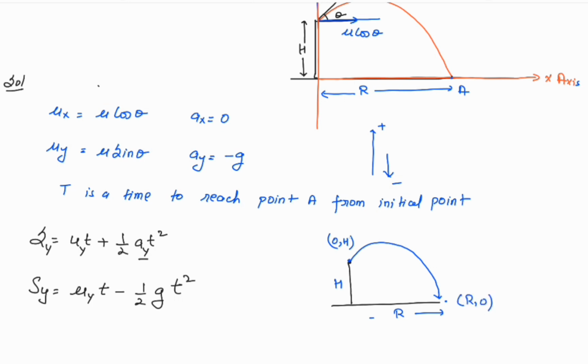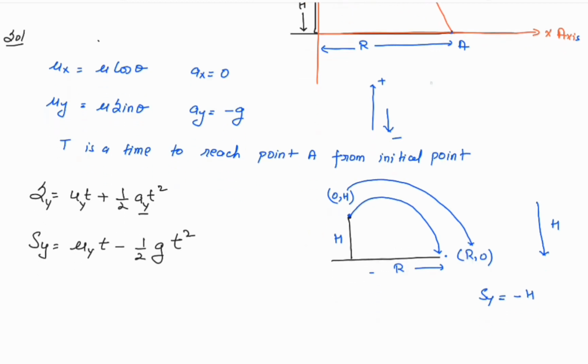How much change is there in the y-axis? From h to 0, no? From h to 0, it means the projectile has traveled h distance downward. So what s of y will I take? s of y will be minus h, because, as I told, we are going to take upward as the positive direction and downward as negative. That's why s of y is going to be minus h.